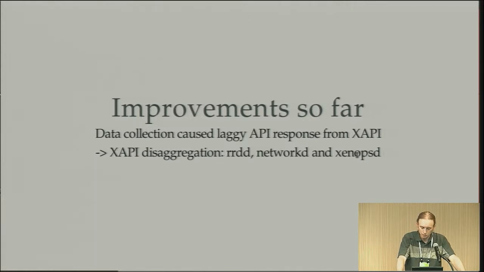So this was really too much for this one process to do, and things like performance data collection were interfering with general API response. So what we did was we took XAPI and kind of carved it up into chunks. So the host-level operations got split out into various other daemons. So the RRD daemon I've already mentioned, network daemon was host-level networking, XenOpsD was host-level domain management.